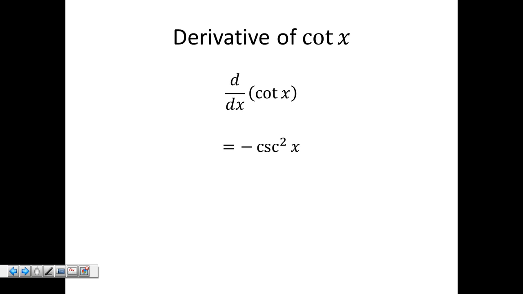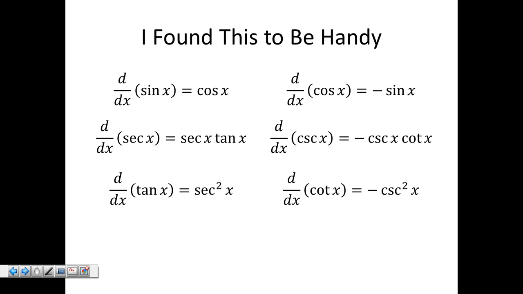So, hopefully you've taken the time, you've paused the video, you've written all of these rules down. And really the best way to remember what all of these individual derivatives are is to just use them. Just practice, practice, practice. Now, I always found this to be handy. I just want to point this out for you. It's a good way to check yourself at the very end when you're trying to do a problem.